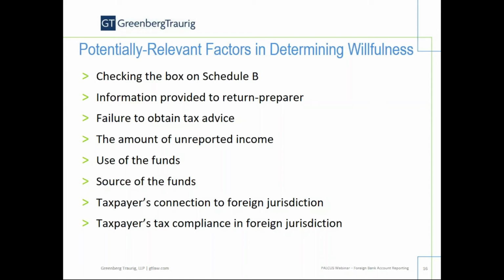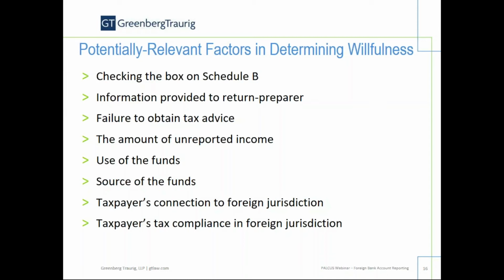On the tax return itself, it says if you check this box yes, you may have an FBAR filing requirement. And so the IRS has been using that failure to check that box yes as evidence, as one prong of showing willfulness. It's not perfect, but they also look and see what information you provided to your tax preparer. Did you tell your tax return preparer that you had foreign bank accounts, and did they fail to tell you to file an FBAR? Did you get any tax advice at all and find out what your filing requirement was?